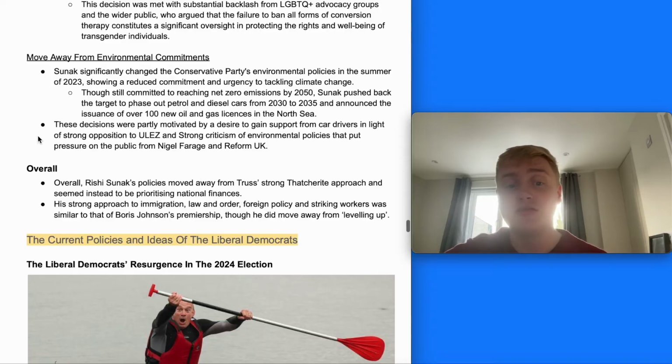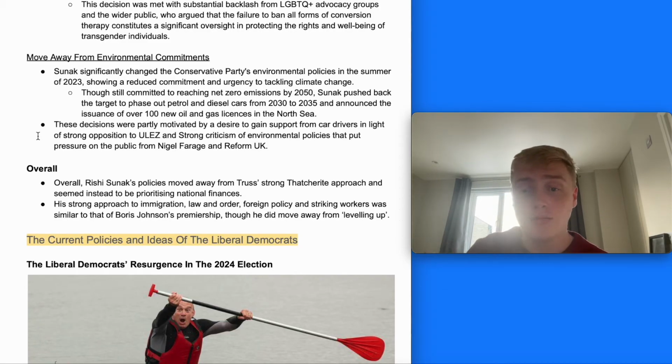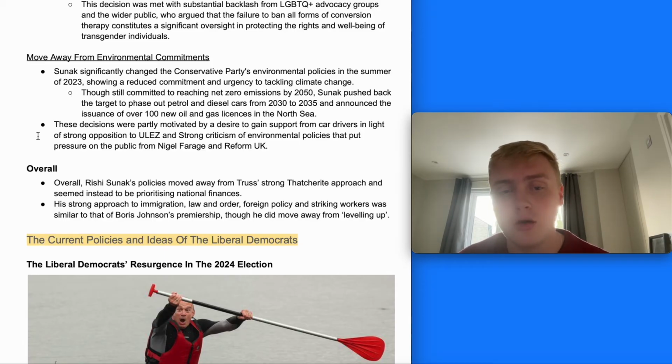Overall, Sunak's policies moved away from Truss's strong Thatcherite approach, though you still see some Thatcherism coming through, as I mentioned a number of times, and seemed instead to be prioritising national finances. His strong approach to immigration, law and order, foreign policy and striking workers was similar to that of Boris Johnson's premiership, though he did move away from the levelling up basis that won the Tory party the 2019 election, which, considering the result, seems pretty stupid, to be honest.